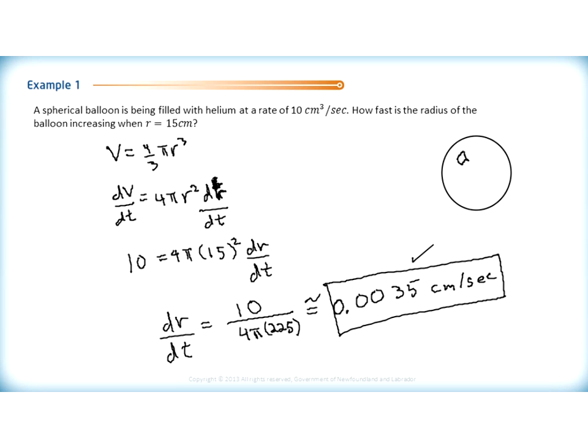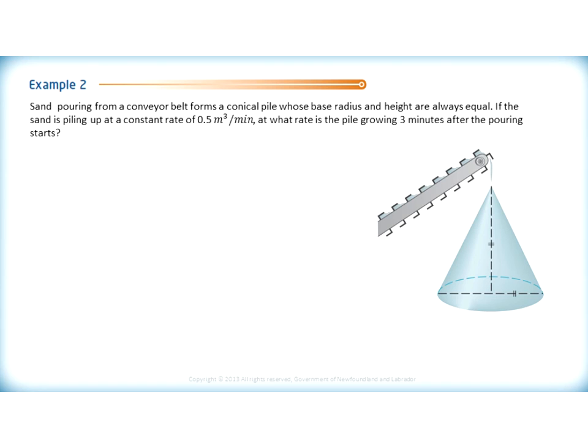All right, let's jump along to another example. This time we have a conveyor belt, and it seems to be dumping sand here. Sand pouring from a conveyor belt forms a conical pile. We got a big cone here, and the height and the radius of this cone are always equal. As the sand pours down, it makes a larger and larger cone as it piles up, but the height and the base radius are always the same.